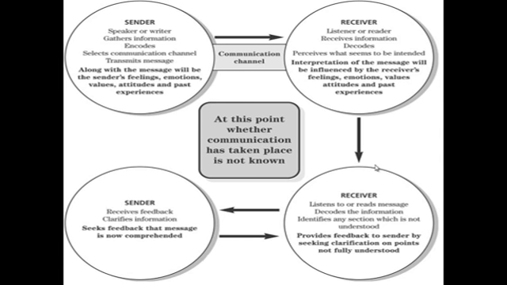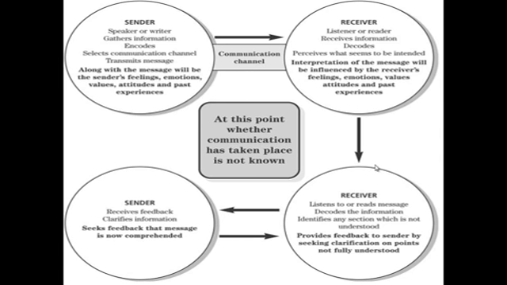be intended. So interpretation of the message takes place that will be influenced by the receiver's feelings, emotions, values, attitudes, and past experiences. Whatever information the sender gives, along with the message will be the sender's feelings, emotions, values, attitudes, and past experiences. And when the receiver receives the information, his or her values, feelings, and emotions come in. Then at this point, whether communication has taken place or not is not known. Then comes again the role of the receiver.